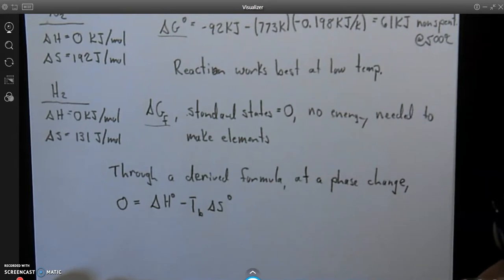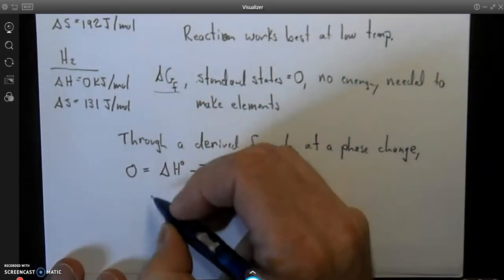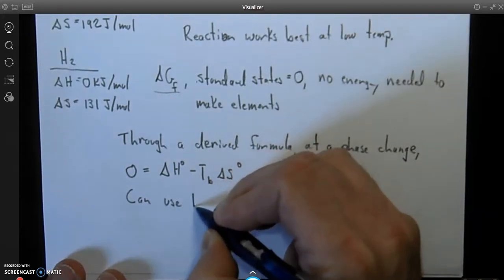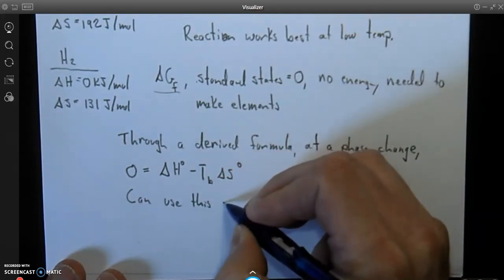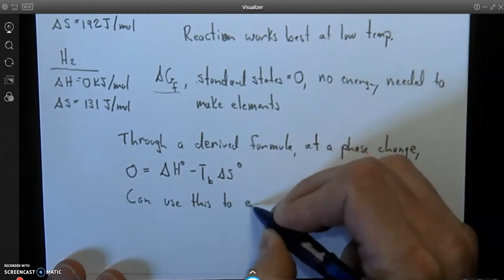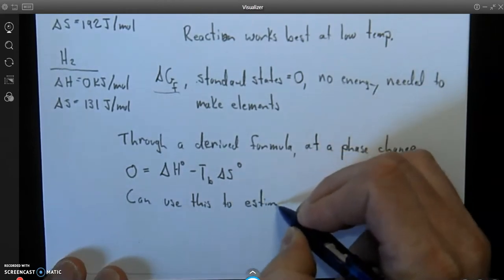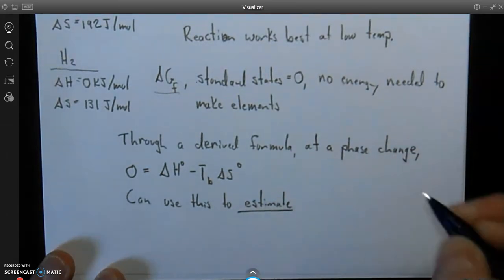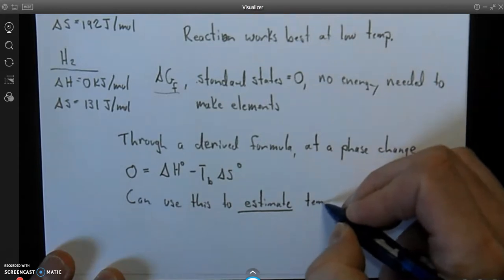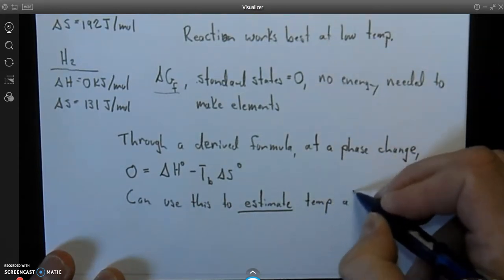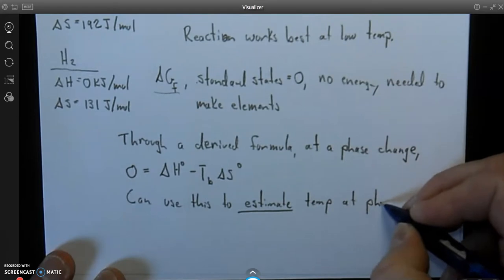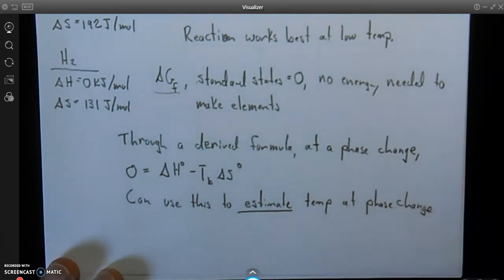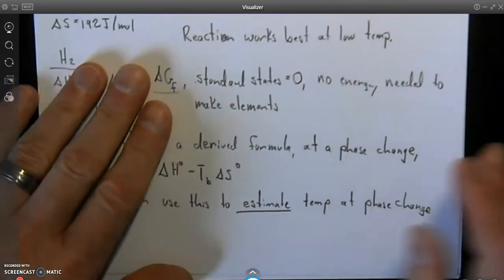It's close, it's not perfect. We can use this to estimate. I'm going to underline that because I can't italicize it. Estimate the temperature. It's not perfect, but it's close. At a phase change. All right, I'm going to change over another sheet here because this one's getting full.